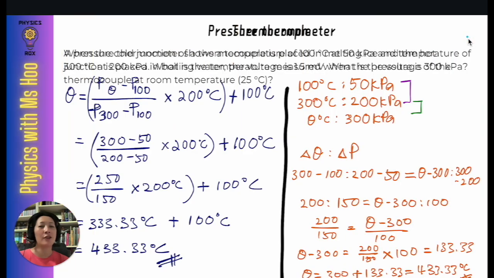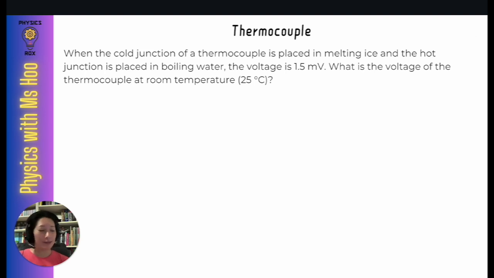So just to finish off, let's go into thermocouples. Don't worry, for this thermocouple question, it's quite straightforward because we have the cold junction placed in melting ice and a hot junction placed in boiling water. If you don't know what a thermocouple is, I will explain more details about thermocouple thermometers in a separate video because that could take quite long. So for now, I'm just going to go through how to solve this question.